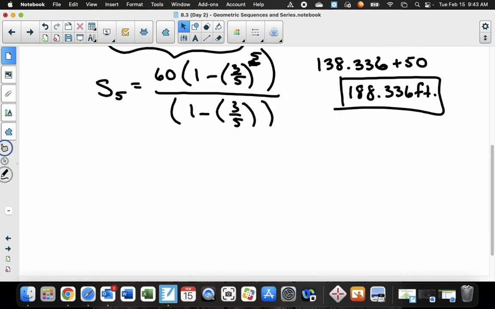What number on the board should that equal? You should get the 138.336. That's what we took the sum of. It was all of the bounces. Which means once you get that, the only thing left to do is add that first 50, the height that you dropped the ball from. And then you've got the same answer. But you should get that 138.336 when you type that in.